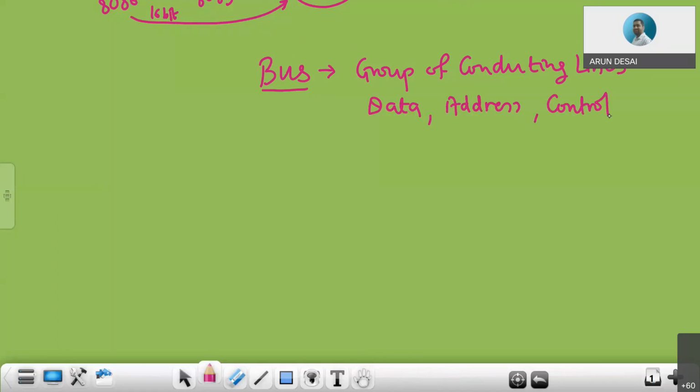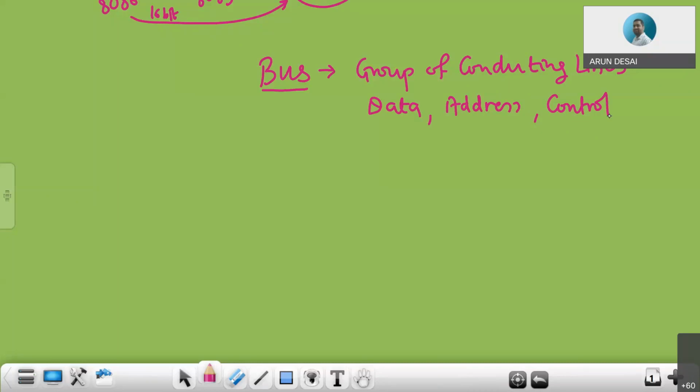If my group of conducting lines carries either data, or address, or control signals, then that group of conducting lines is referred to as a bus, right? So this is basically about the bus.